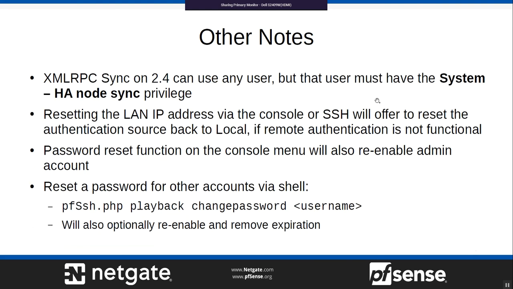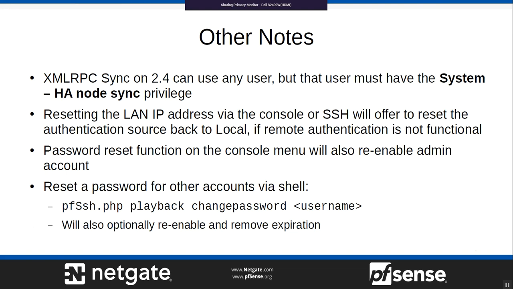One more thing. The XML RPC sync on 2.4 used to be always locked into the admin account, but now you can set it up with a privilege, the system HA node sync privilege. So what you would do is, on both your primary and secondary, you make your user and call it sync or syncer, whatever, and give it the same password, but you have to create this account on both systems initially. Then after the first time it synchronizes, it'll be automatically synchronized from there on out. But then, in your XML RPC settings, you can just put in the new username and password and use that. You don't have to use your admin password anymore.